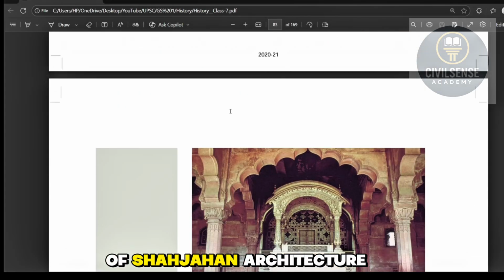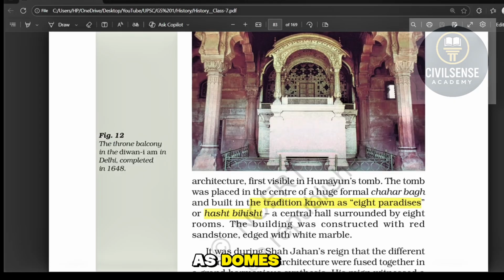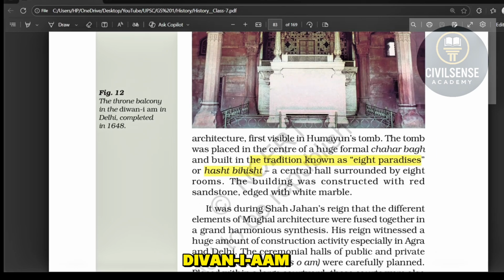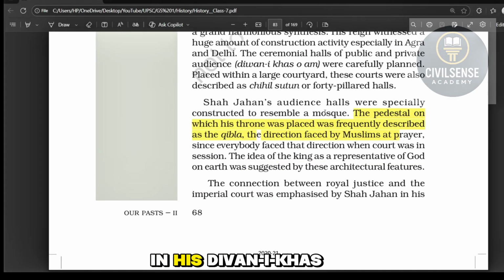By the time of Shah Jahan, architecture reached its artistic peak. He combined all earlier elements, that is domes, arches, pietra dura and symmetry to build masterpieces like Taj Mahal, Red Fort, and Diwan-i-Khas. Shah Jahan's buildings were not just beautiful; they carried a message of royal justice and divine order. In the Diwan-i-Khas, that is the hall of private audience, his throne was placed on a raised platform, symbolizing the Qibla or direction of divine truth.